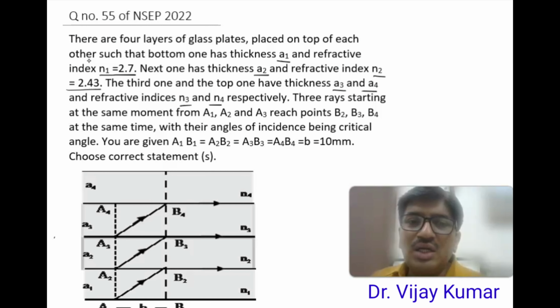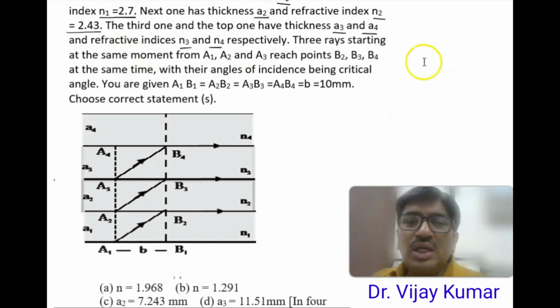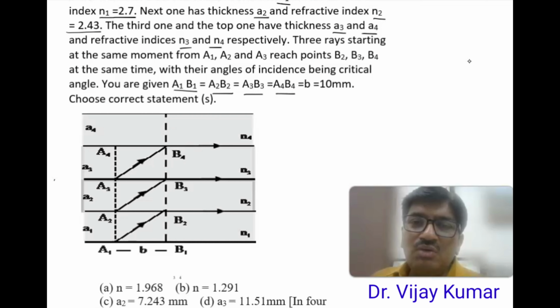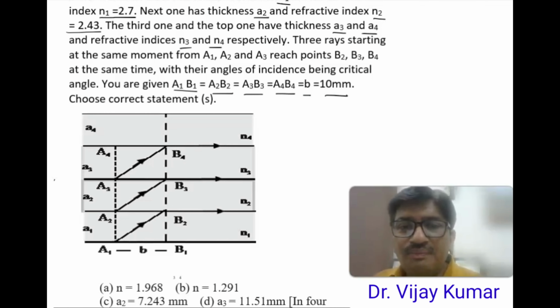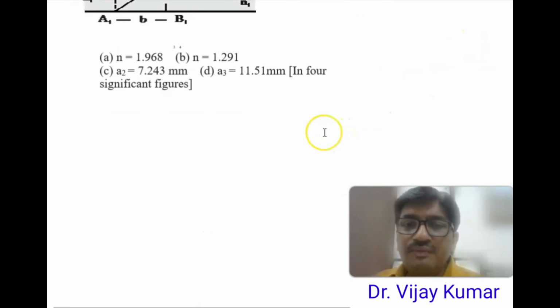3 rays starting at the same moment from A1, A2, A3 reach points B2, B3, B4 at the same time, with their angles of incidence being the critical angle. It is given that A1B1 equals A2B2 equals A3B3 equals A4B4, which is equal to small b, and 10 millimeter. This is the diagram.